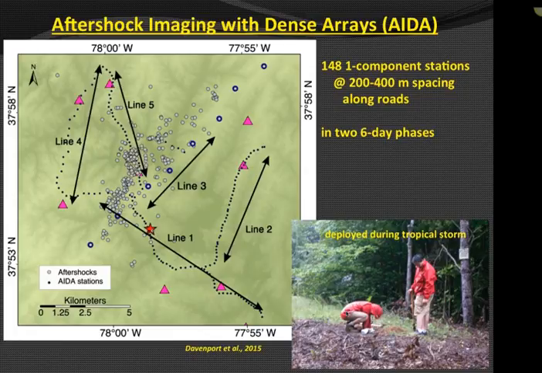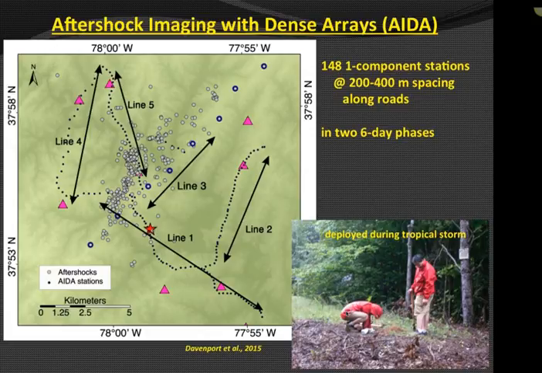These are 148 single-component stations at 200 to 400 meter spacing along a network of roads in the area, and you can see the spacing between the roads is several kilometers. These were laid out in two 6-day phases, and the first instruments were deployed 4 days after the main event. They were deployed as a tropical storm was blowing through the area, so our crews got rather wet.